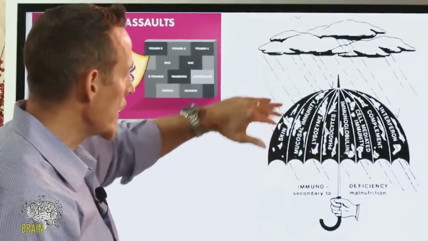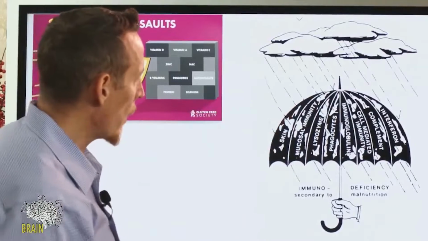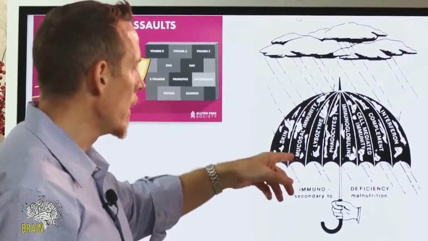And so what you can see here is you've got different components to immunity. In this case, skin is part of your immune system. So an intact skin barrier, very important.